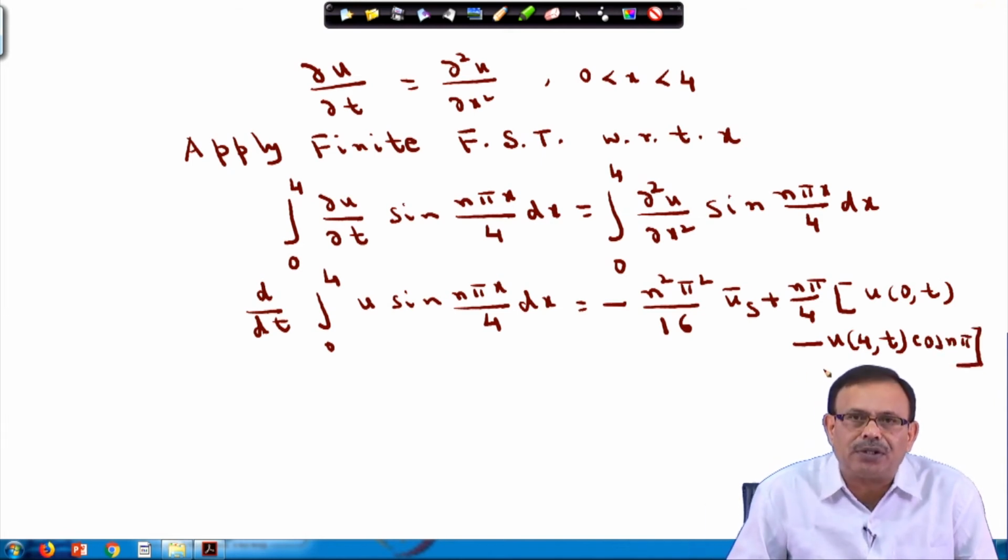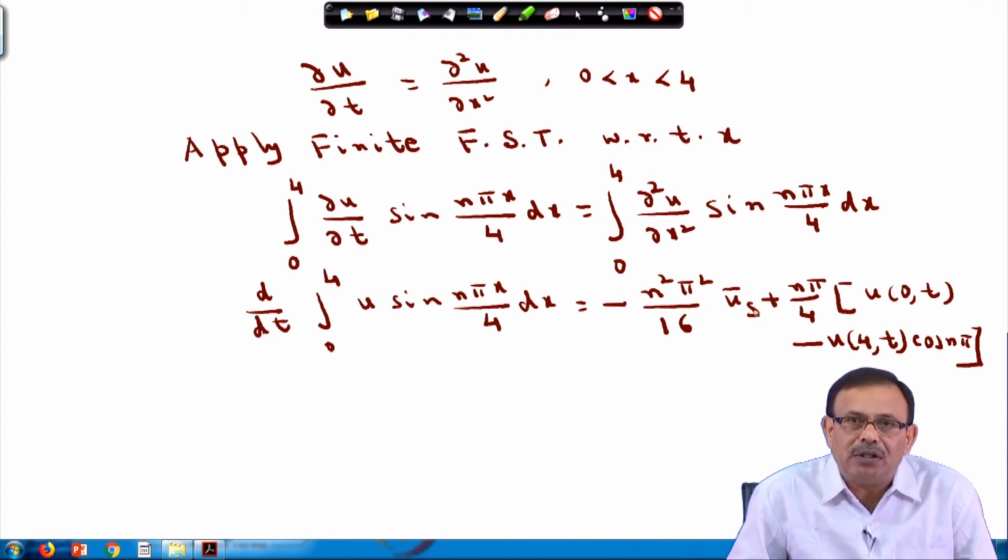This we have already done in the last lecture. For this reason, I am not explaining this part. This is the standard one: integral from 0 to 4 of del square u by del x square times sin(n pi x by 4) dx will be minus n square pi square by L square, here L is 4. So, that is minus n square pi square by 16 into u bar s.